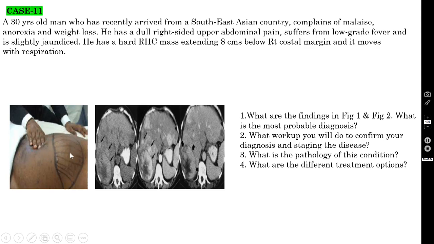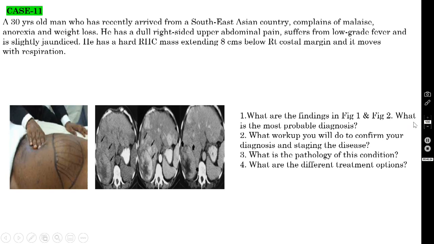The patient is having right upper quadrant pain only. And while the patient is doing this test, he couldn't insinuate his finger between this mass and the right costal margin. That mass is extending 8 centimeters below the right costal margin. See, it is extending here.